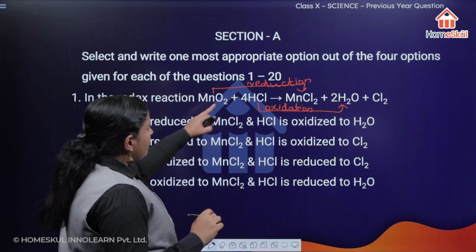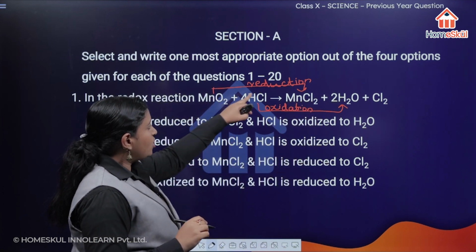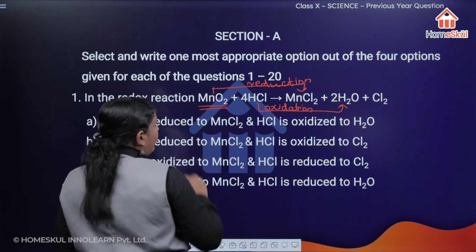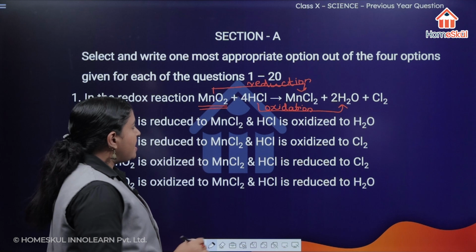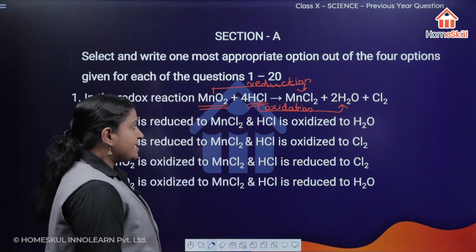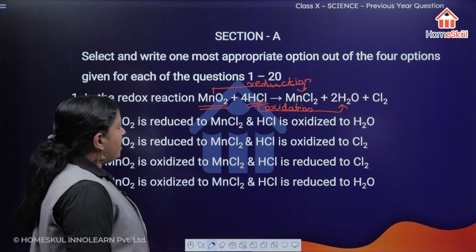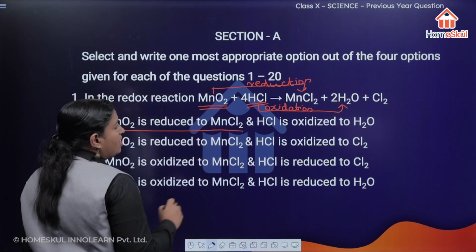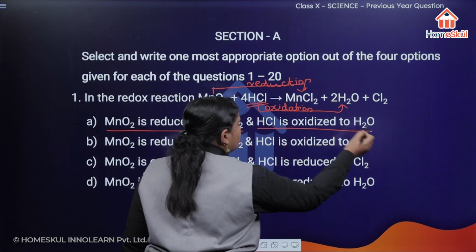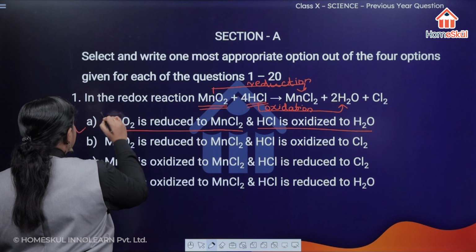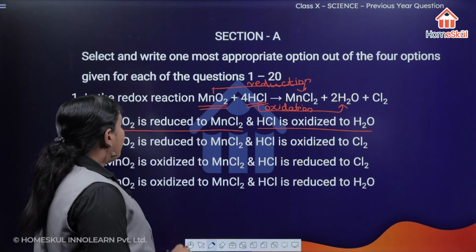So, since MnO2 undergoes reduction, it is the reduced substance, isn't it? So, MnO2 is the reduced substance and HCl undergoes oxidation. So, it is the oxidized substance. So, which is the option here? MnO2 is reduced to MnCl2, HCl is oxidized to H2O, isn't it? So, our answer is A.